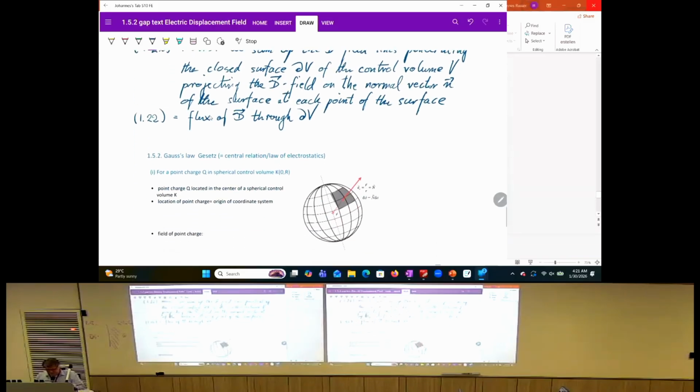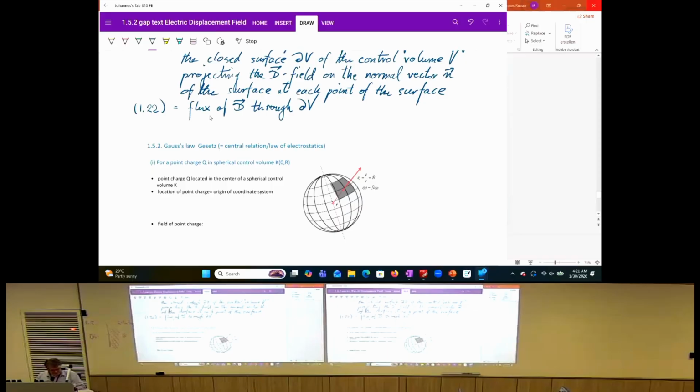And why that is so interesting, that we will see now when we look at Gauss's law. But do you have a question on this concept here?